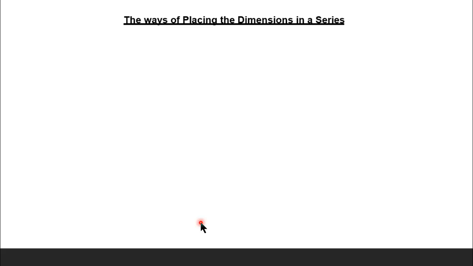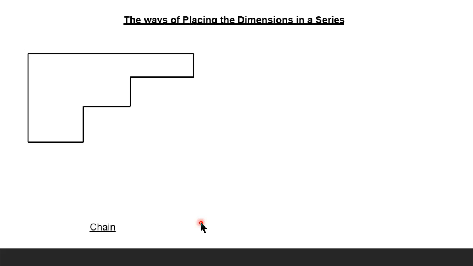The different ways of placing dimensions in series. What different varieties do we have? The first one is chain type. For example, this is a drawing. In a chain type, the dimension line will be in line, a continuous line used to show the dimensions of the different edges. Like this, the dimension line will be drawn continuously, separated by these extension lines, and we show the dimension. This is chain type.